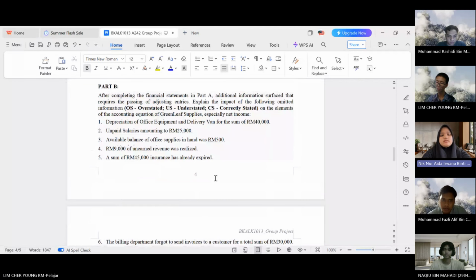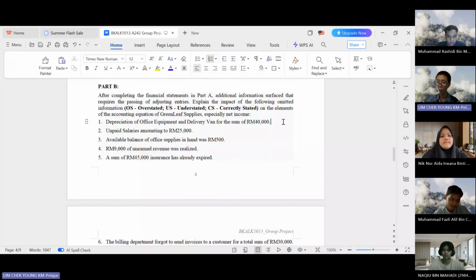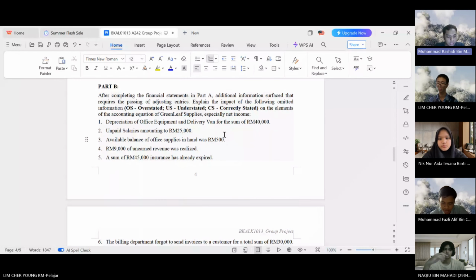Now for part B, this is about the adjustments that were missed. First one is the depreciation of 40,000 not recorded. What happens if we skip that? Oh no, our assets will be too high and net income will also be overstated. Right. Next is unpaid salary of 25,000. If we didn't record that, liabilities and expenses are understated, so net income ends up higher than it should be.